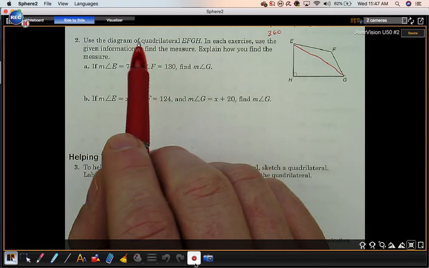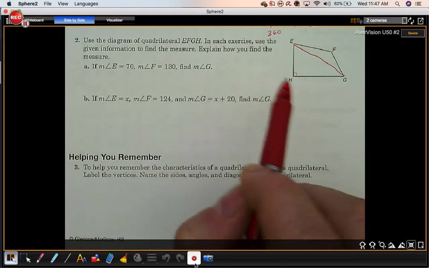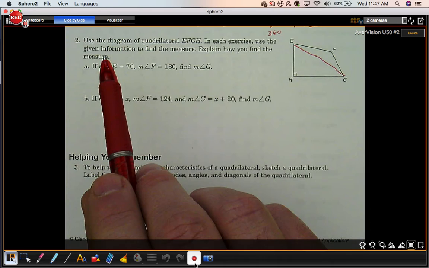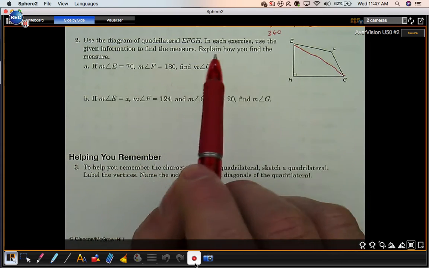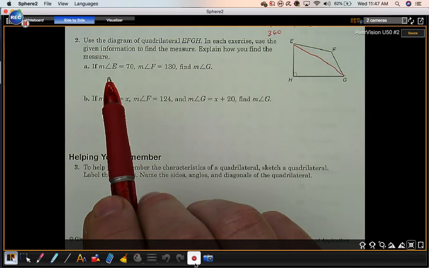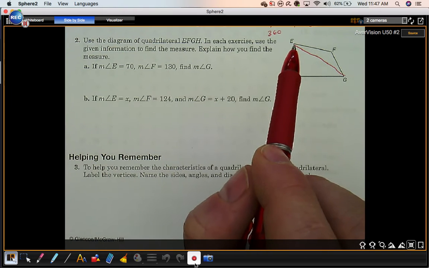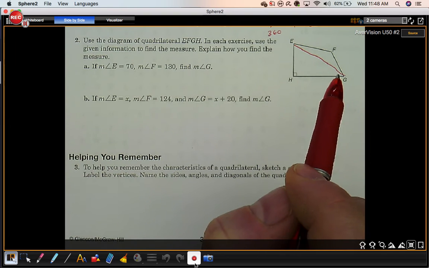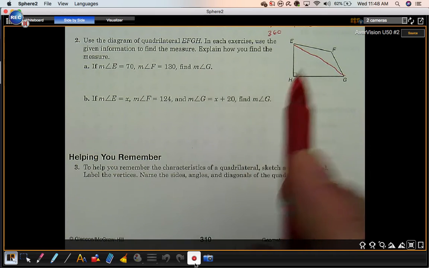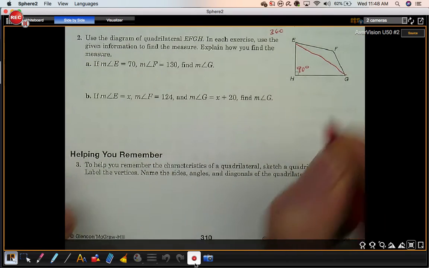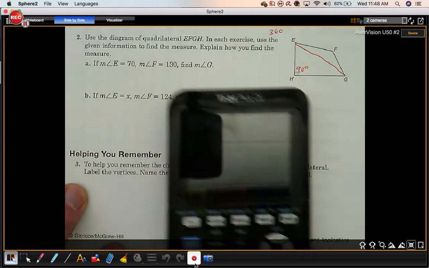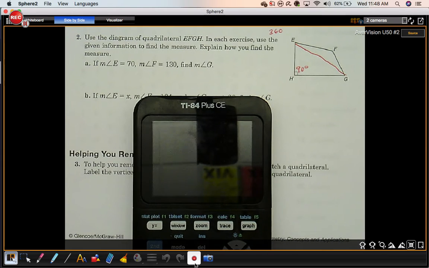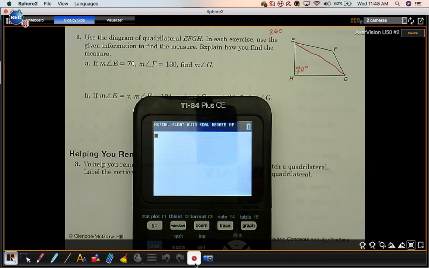Number 2, use the diagram of quadrilateral EFGH. In each exercise, use the given information to find the measure. Explain how you would find the measure. So if you know angle E's measure is 70, angle F's measure is 130, find the measure of angle G. Well, notice how angle H is 90 degrees. That's really important to notice, because if you don't know two of the angles, then it's going to be tough to find the angles that are missing.